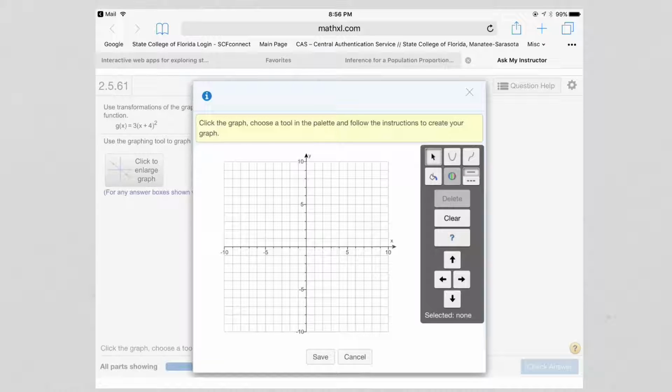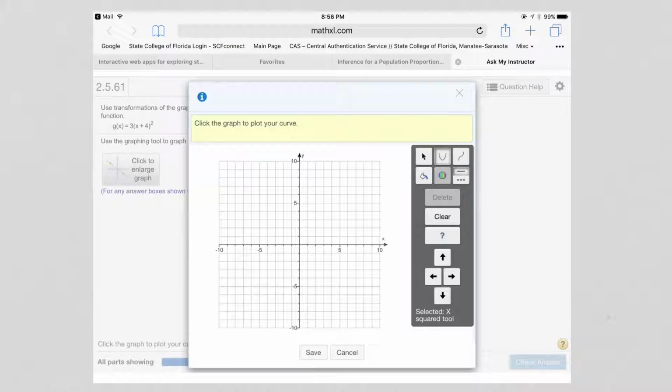So at this point I have just opened up this graphing tool and I'm about to click on my parabola tool because I know I want to graph g of x equals 3 times x plus 4 raised to the second power. So click on that and let's see what we get then. I've gone into a little bit too much detail here. This is what the button looks like when it's depressed. All right, let's go to the next screen.